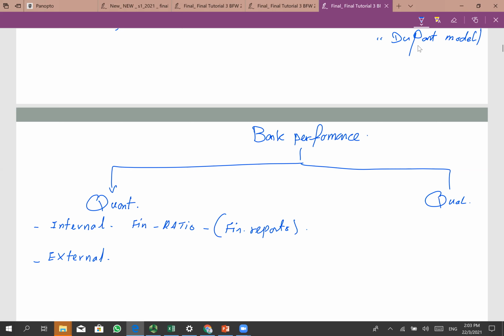Then the external, which is the evaluation of others. Mainly we are talking about share price, or market data.